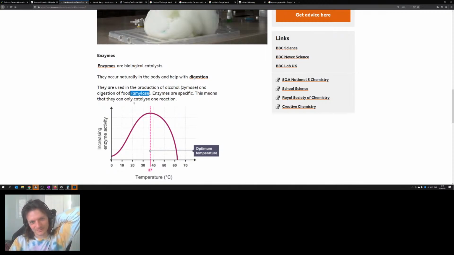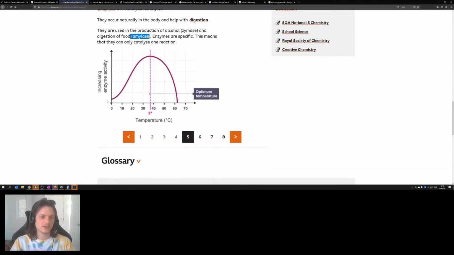Enzymes are specific. This means that they can only catalyze one reaction. Okay, that's interesting. Increasing enzyme activity. Oh yeah, 40 degrees. Oh, 37, the optimum temperature. Okay, cool.